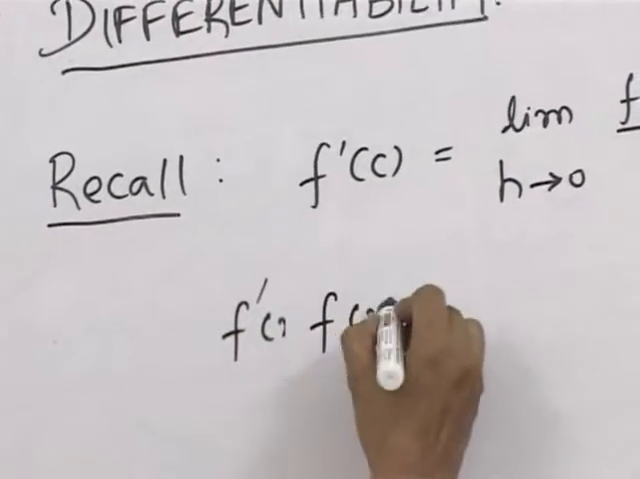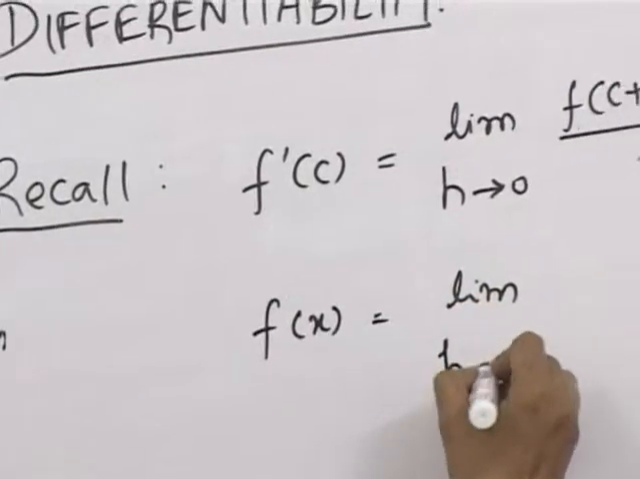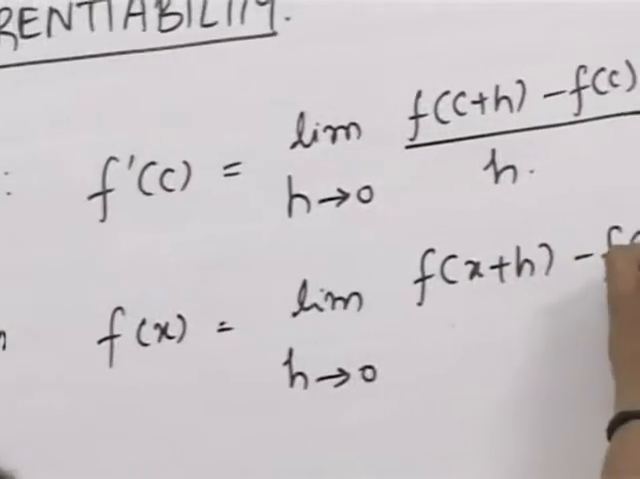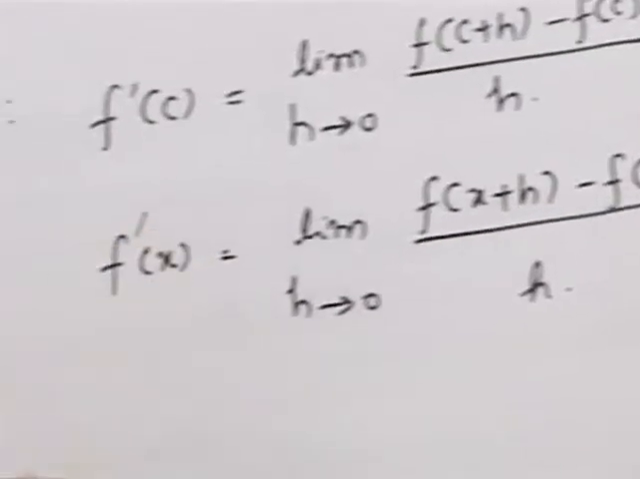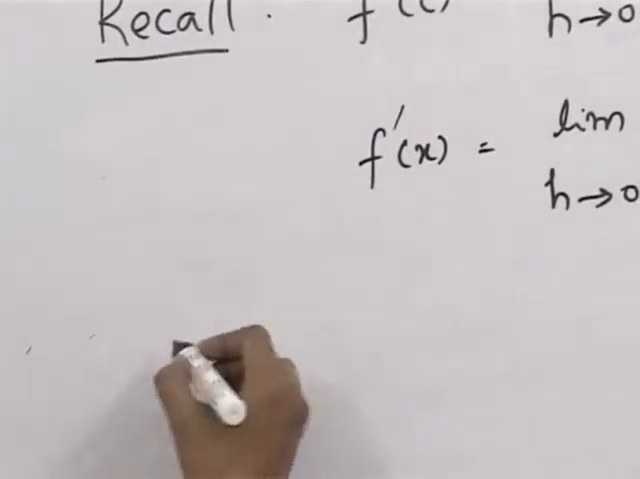Now what is the derivative of the function f(x)? So we will get back a function which is limit as h tends to 0 of [f(x + h) - f(x)] divided by h. So these are what you have already studied. Okay. Now let's recall a few more things.